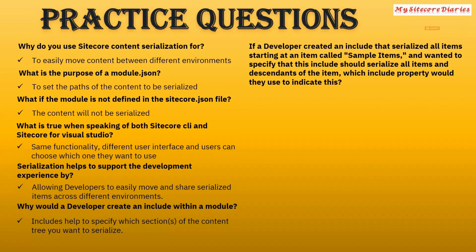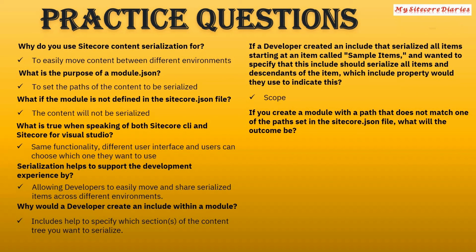If a developer created an include that serializes all items starting at an item called sample items and wanted to specify that this include should serialize all items and descendants of the item, which include property would they use to indicate this? So he wants to serialize all the items including the descendant items, so he has to use the scope property. Okay, remember item and descendant, so you have to use the scope property.